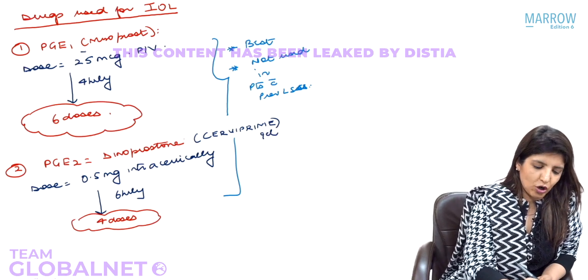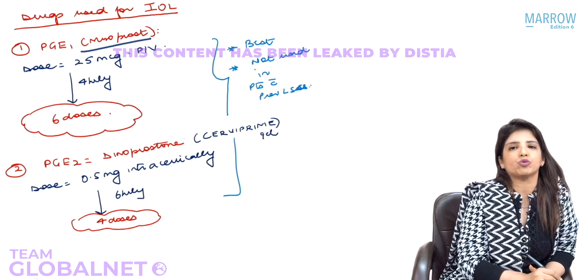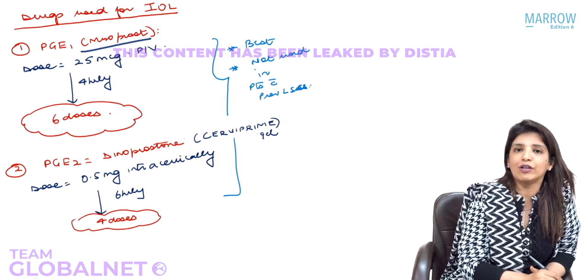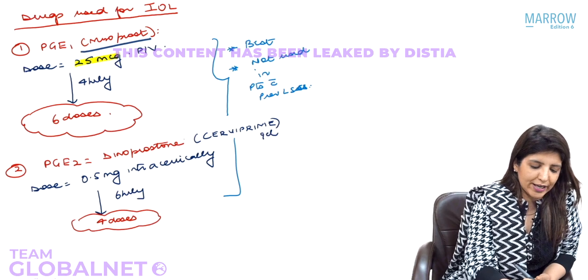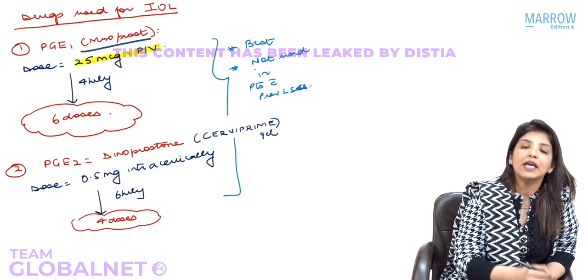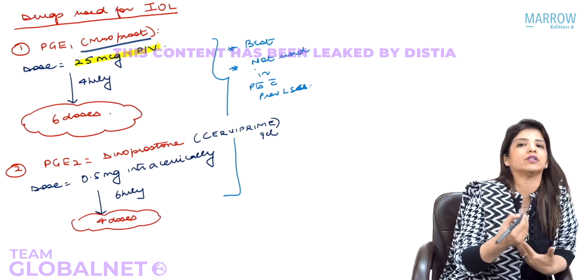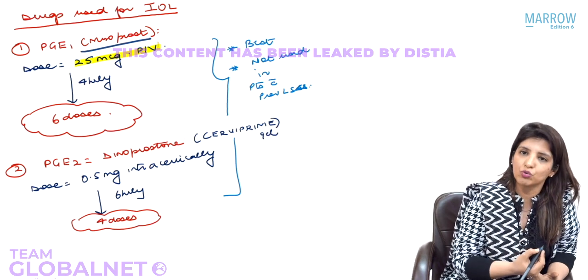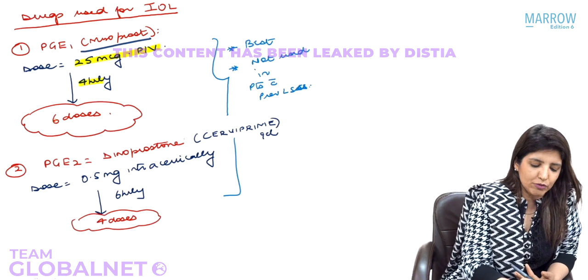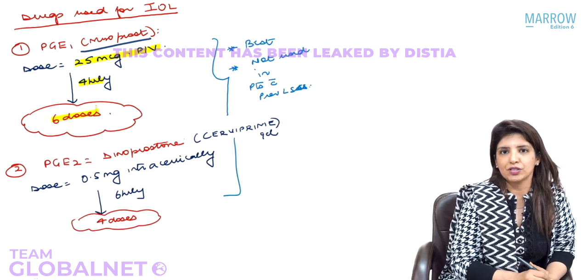PGE1 is Misoprostol. The dose of Misoprostol which you have to give for induction of labor is 25 micrograms per vaginally. This dose you have to repeat 4 hourly till the time the contractions begin, and maximum you can give up till 6 doses.